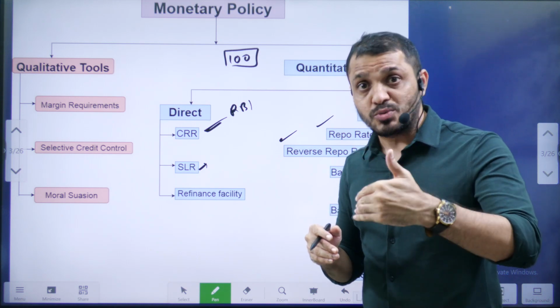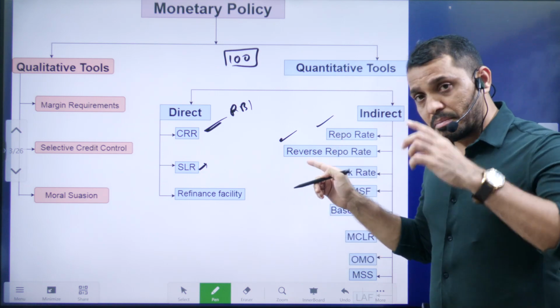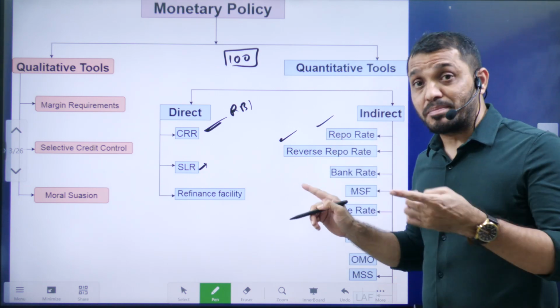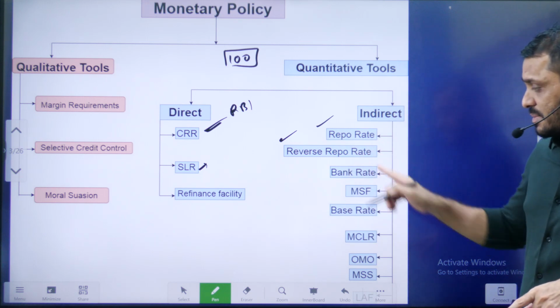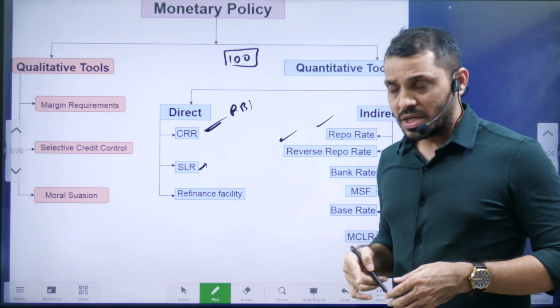In return, banks will get a rate of interest, that is known as the reverse repo rate. So in the repo rate, the bank has to pay. In the reverse repo rate, the bank will get the rate of interest. That is the basic difference. And the rest of the things we will discuss as the video goes on.